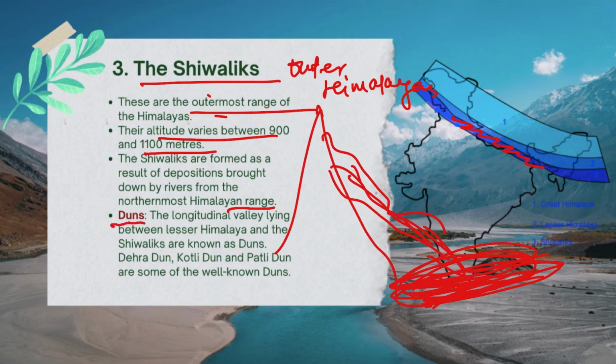You have heard the names Dehradun, Patlidun, Kotlidun. What are they? The longitudinal valleys lying between the Lesser Himalaya and the Shivaliks. Try to recall the division we discussed in the first part. The first one is called Inner Himalaya. The second is called Middle Himalaya or Lesser Himalayas, and this one is called Outer Himalaya. The regions between the middle range and the Shivalik are called Duns. That's why you have Dehradun, Kotlidun, Patlidun. They are in these regions.